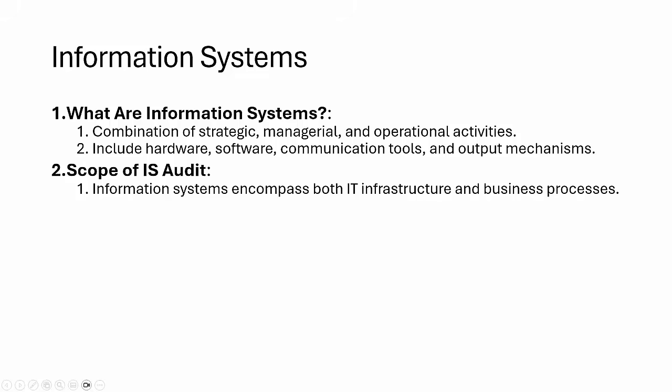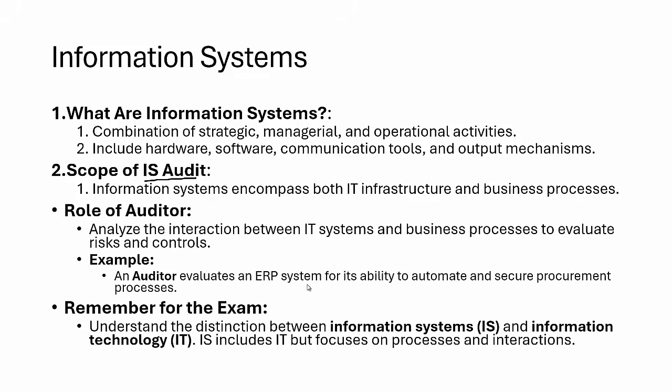So when I'm talking about audit, whenever you're preparing for CISA, IS audit is not information security audit, it is information system audit, remember. The scope of IS audit is the information system, which encompasses both IT infrastructure and business process. Now, what is the role of an auditor? Your role is to analyze the interaction between the IT system and business process to evaluate all the risk and control that we're going to discuss in the further slides.